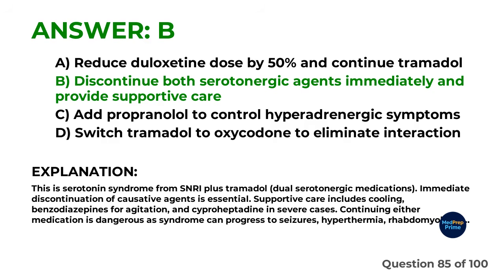Propranolol may worsen it by blocking compensatory vasodilation. While switching to a pure opioid eliminates future risk, immediate crisis management requires stopping both agents. This combination should generally be avoided.